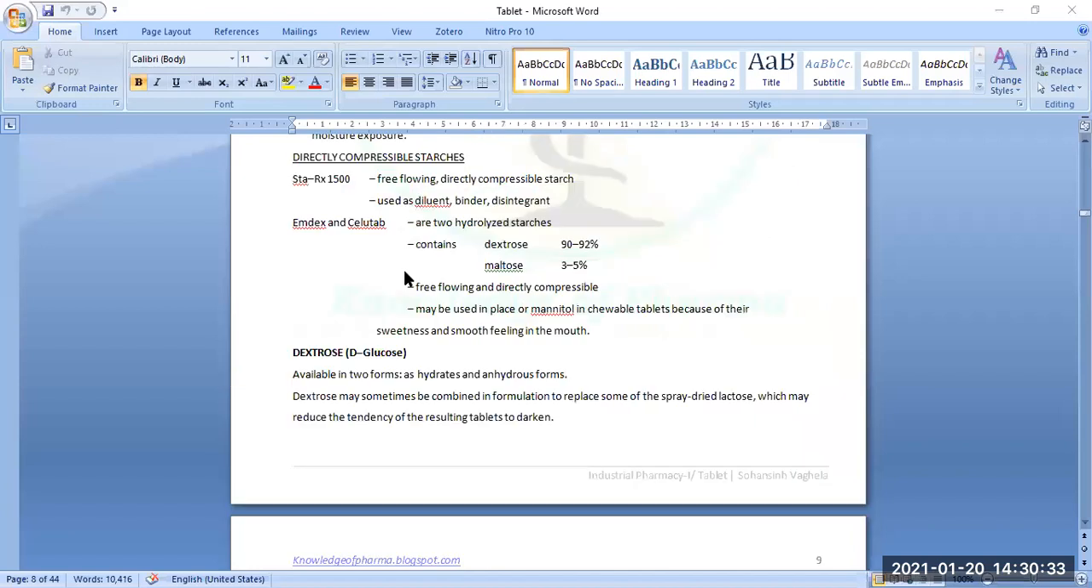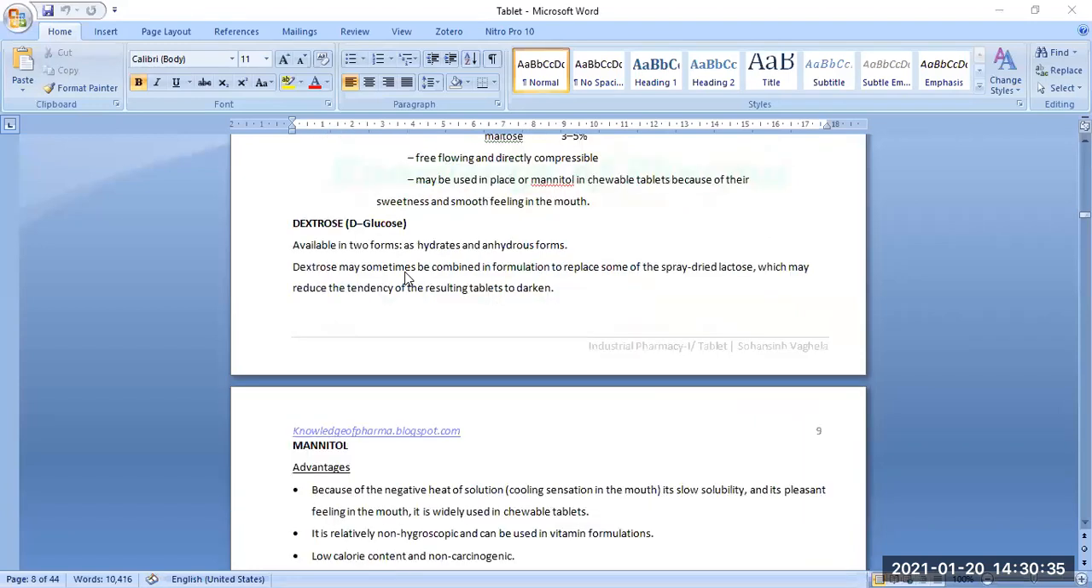Now, dextrose, also known as D-glucose, is available in two forms, hydrated and unhydrated. Sometimes it is combined in a formulation to replace some spray dried lactose, which may reduce the tendency toward tablet darkening. Spray dry we saw above.